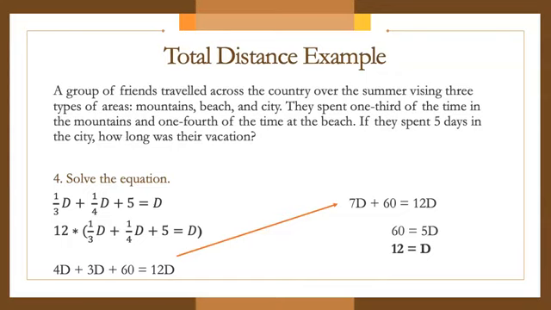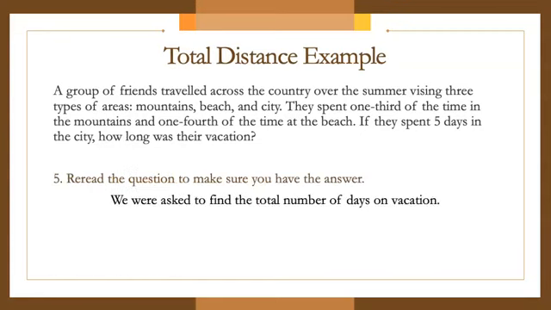By subtracting 7D from both sides of the equation, we get 60 is equal to 5D, and then dividing both sides of the equation by 5 gives me that 12 is equal to D. So the equation would tell us that the vacation was 12 days long.